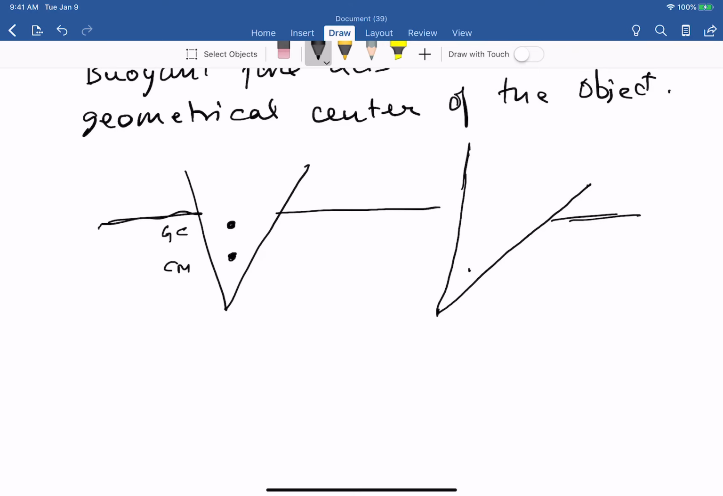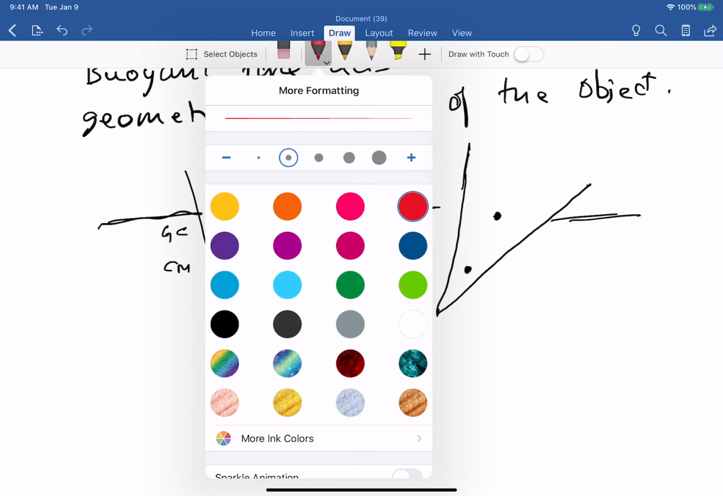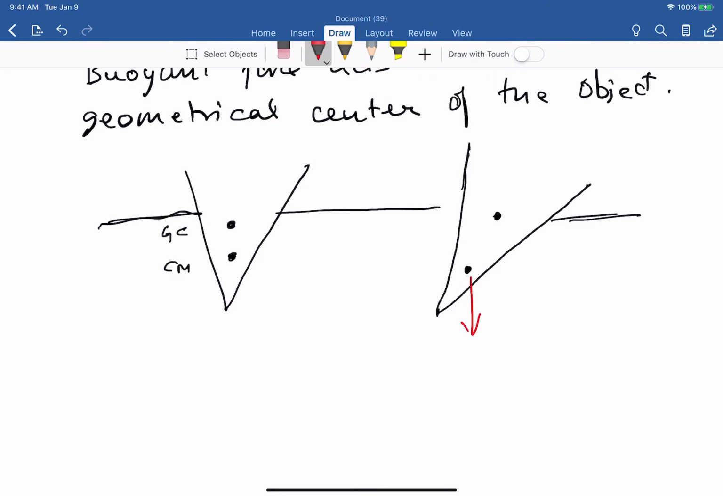The center of mass is right here. The geometrical center is right here. Let's think about all the forces acting on the ship. So the gravitational force is acting downwards through the center of mass. The buoyant force is acting upwards through the geometrical center, right?